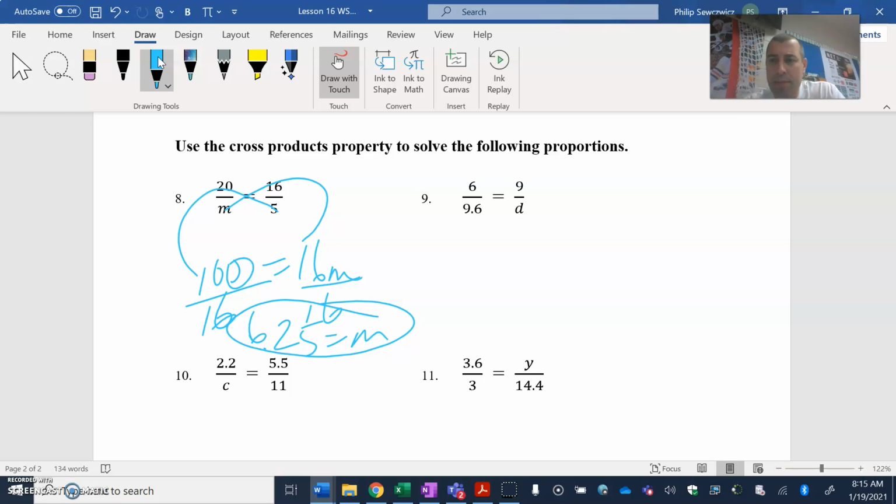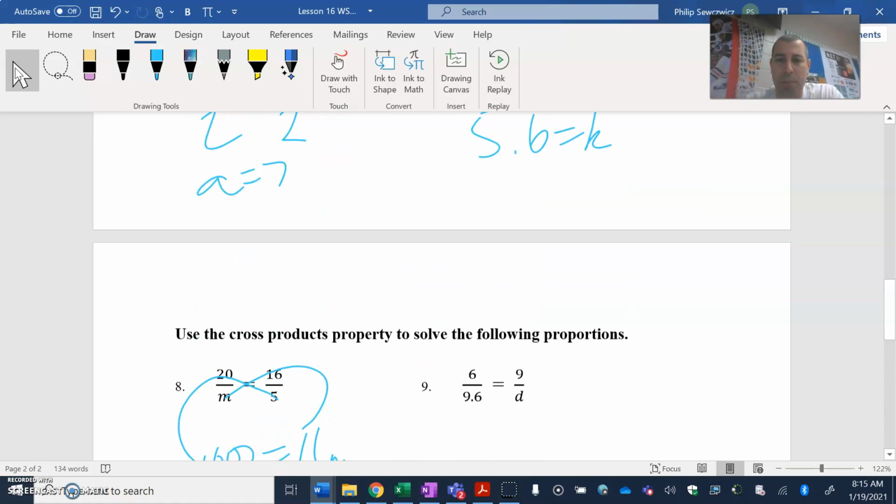Again, don't be scared of your decimals. We're just using our calculator. Again, cross multiplication though is what we are after.